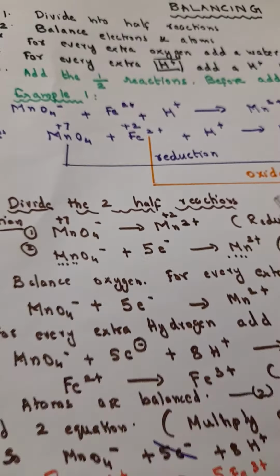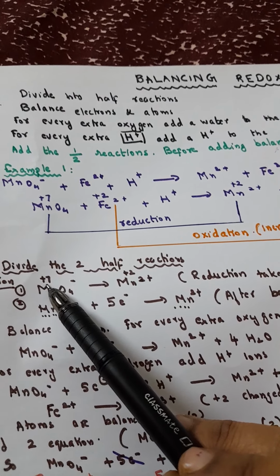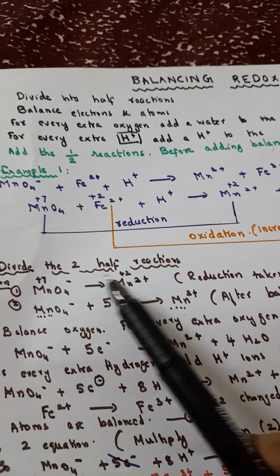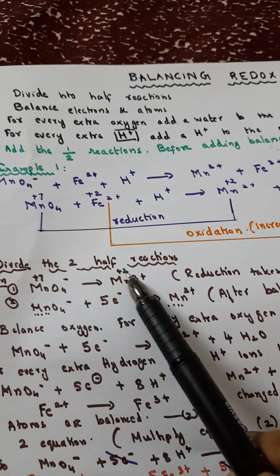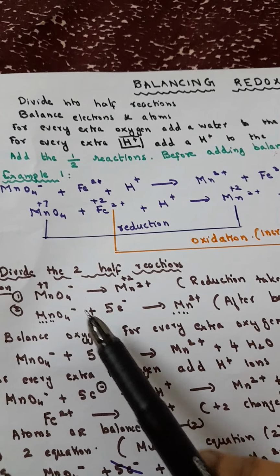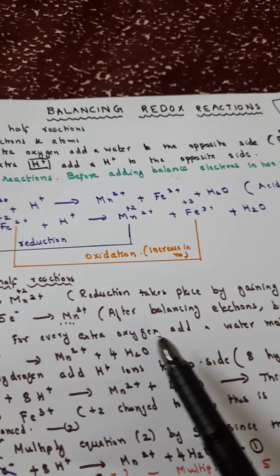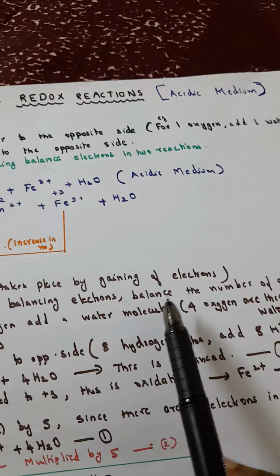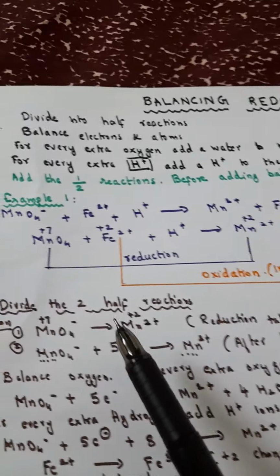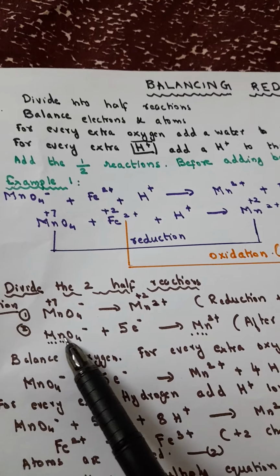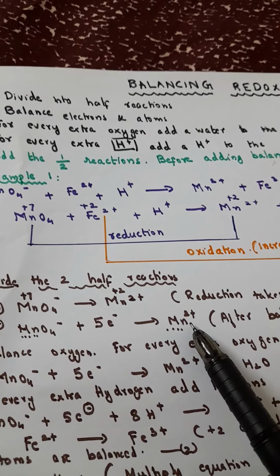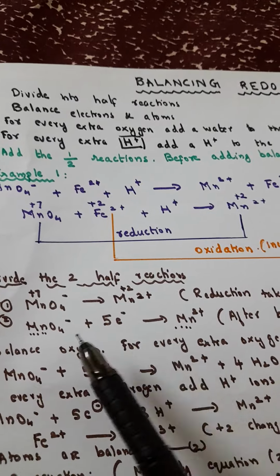Next, for MnO4 minus, we are trying to balance the number of electrons. Here we have +7, and it gets reduced to +2. What is the difference in the number of electrons? It is +7 to +2, a difference of 5. So you add 5 electrons to MnO4 minus on the left side, and you get Mn2 plus. After balancing the electrons, you have to balance the number of atoms. On the left-hand side there is 1 Mn, and on the right there is also only 1 manganese. So both sides have the same number of atoms.